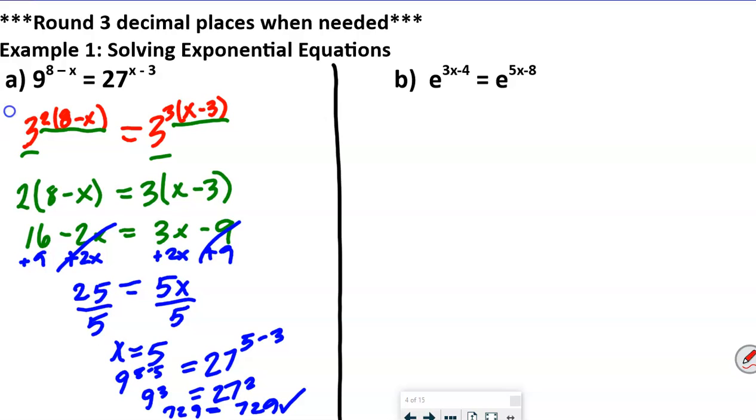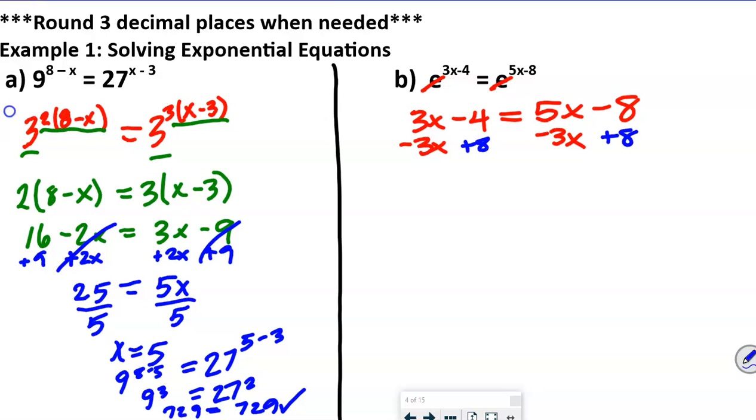All right, so the next one, because we have the same bases here, this is what we just talked about, that means we can then just take our exponents and set them equal to each other. So that's what we're going to do. I'm going to subtract that 3x from both sides again, and I'm going to add that 8. So now that's gone from there, and I get 4 here, and then I get 2x here, and that's gone from there. So now we're going to divide both sides by 2. So x is equal to 2.